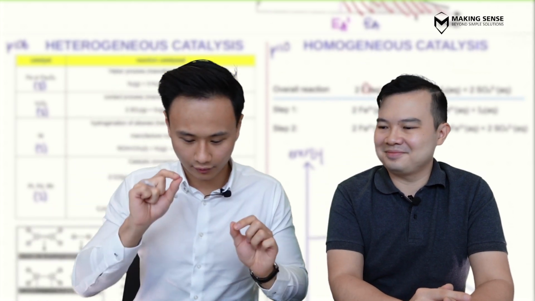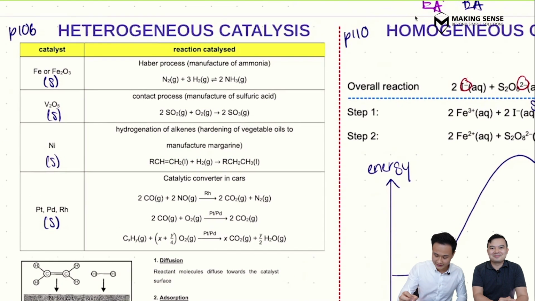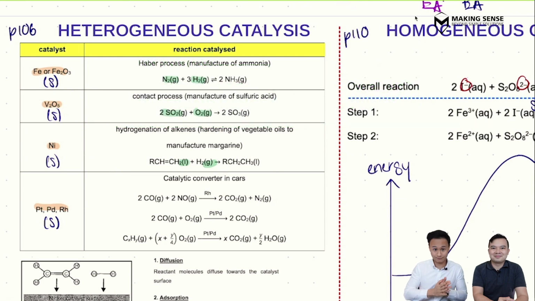All right? Now, if you zoom in with me for heterogeneous catalyst, page 106, you can see how all these catalysts here, they're all in a solid state, and all the reagents for the reactions they catalyze, they're all in different states, all right? And I won't highlight everything for you. So again, when the states are different, the phase will definitely be different. But again, remember, phases can be different if the states are the same, all right?